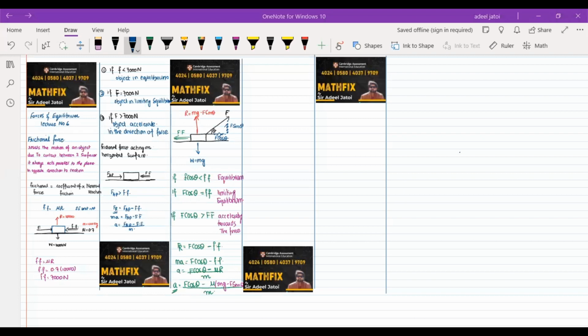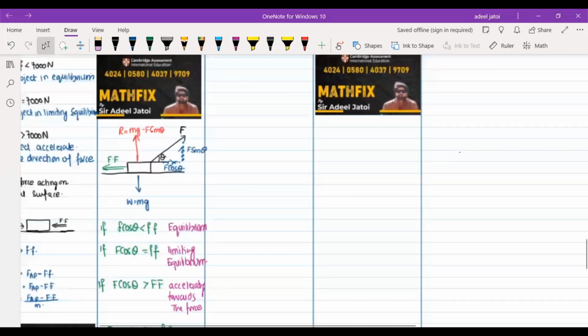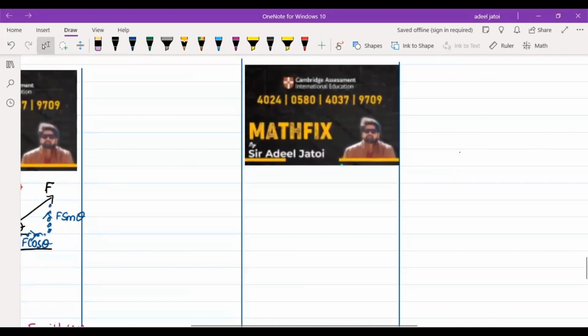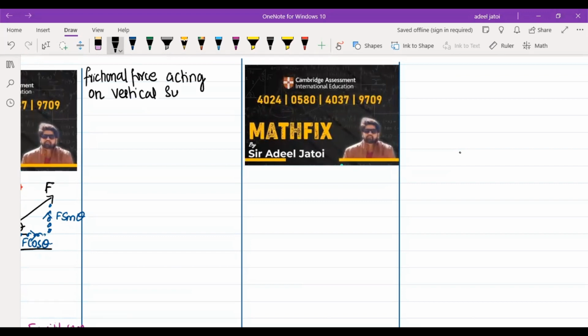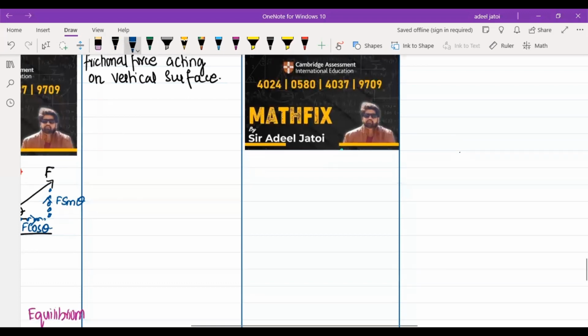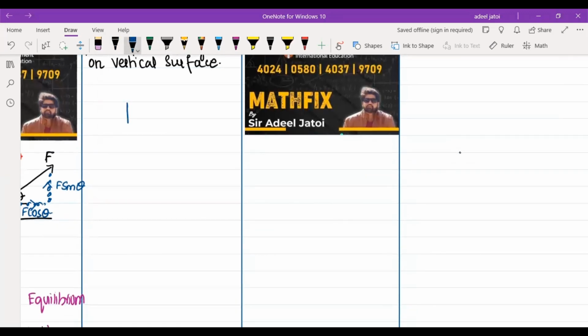Okay, let's just work upon the frictional force acting on a vertical surface now. So what we need to understand is, let's say that there is a vertical rod. Let's say there is a ring.